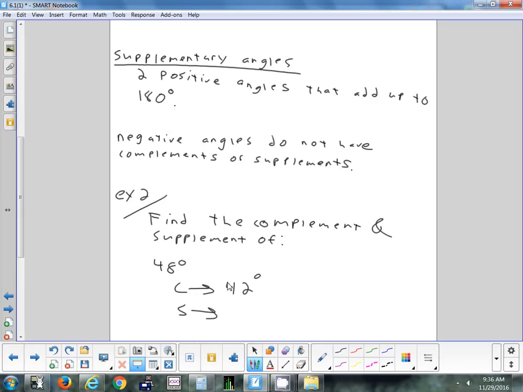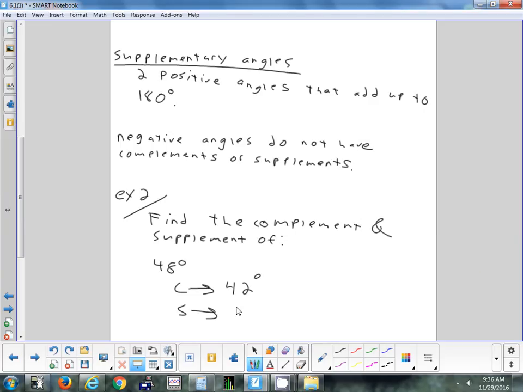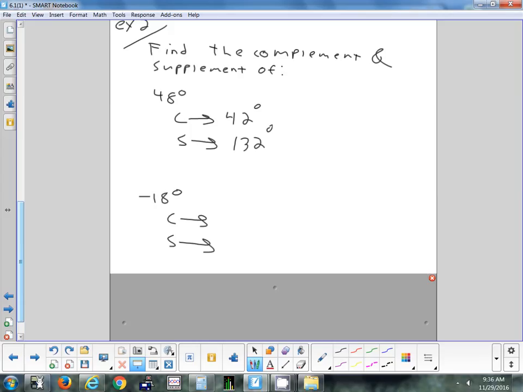Okay, what about the supplement? Just subtract it from 180. Yeah. Take 180, subtract 48, and you get 132.